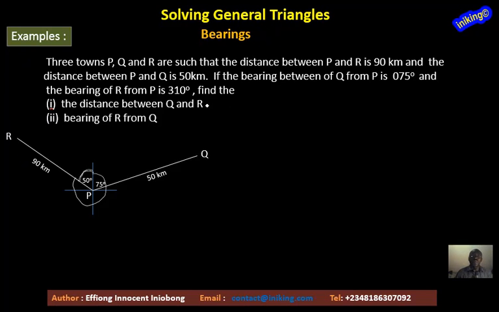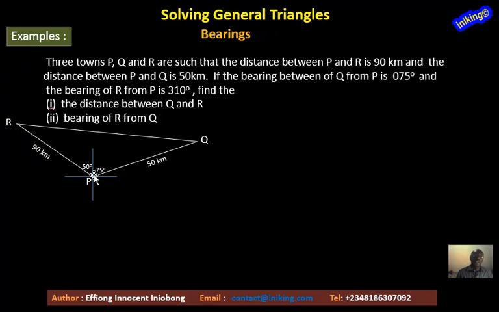The question now demands that we should find the distance between Q and R, that is the line joining R to Q. So if I take R to Q there, that's what we are looking for. Now we can see we have a triangle, of course not a right angle triangle, so Pythagoras theorem will not come in here. We have two of the sides given to us, and we are required to find the third side. That side is facing this angle P, so I can label this as small p, and this as lowercase r and lowercase q.